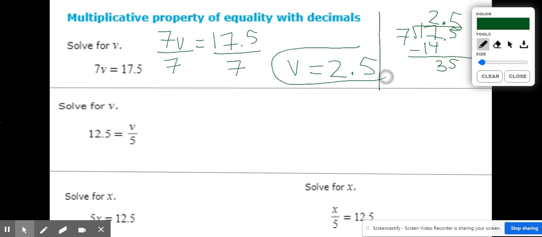And our final answer is 2.5. V is equal to 2.5. And we can check that by saying 7 times 2.5. So let's actually make some room to even check this out. Let's see if we can think about this.